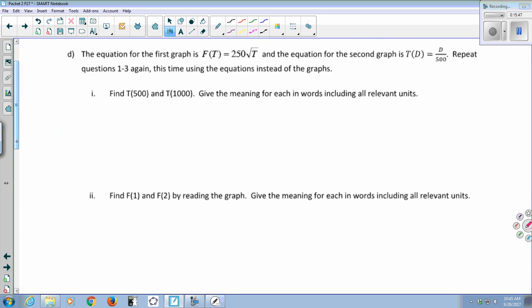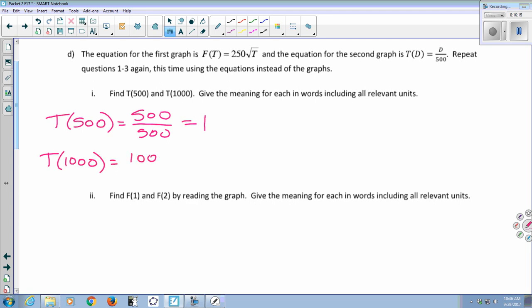All right, so the equation for the first graph is 250 times the square root of t. The equation for the second graph is d over 500. We're going to repeat questions 1 through 3 again, but this time using equations instead of graphs. So t of 500, that means plug 500 into the t formula, which is 500 over 500, which is 1, and that's exactly what we got earlier. And t of 1,000 would be 1,000 over 500, which is 2, which is what we got by looking at the graph also.